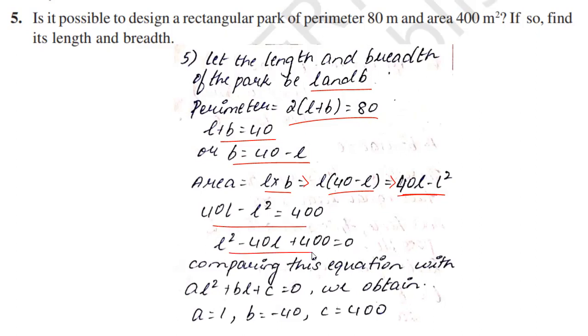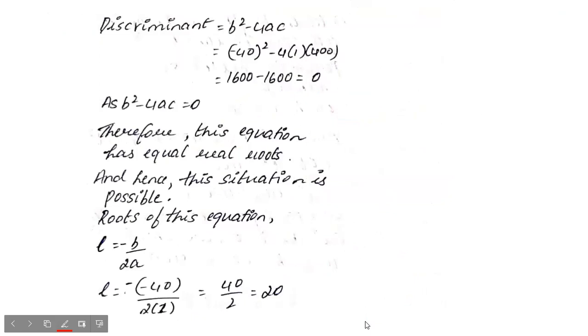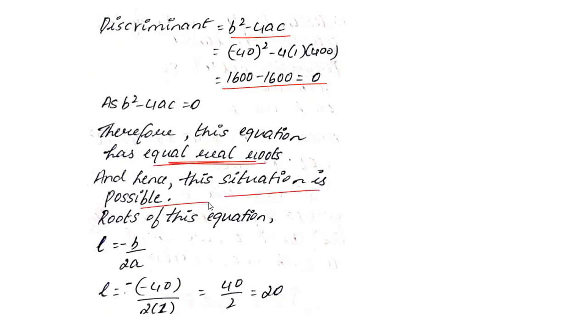Get it to the standard form. So this step, write it as required equation. So compare it with the standard form, write A, B, and C. Later find the discriminant. It is equal to 0. So what can you conclude? They have equal real roots, real and equal roots. So the situation is possible.